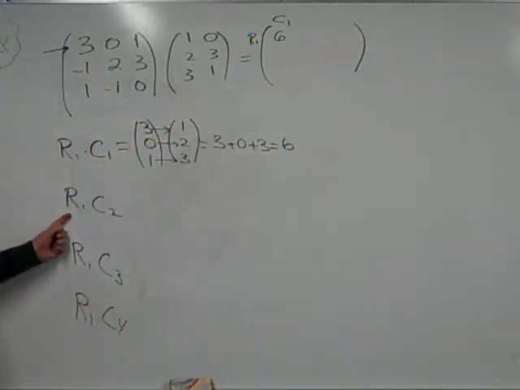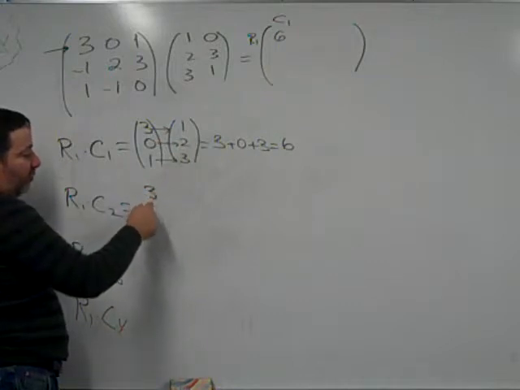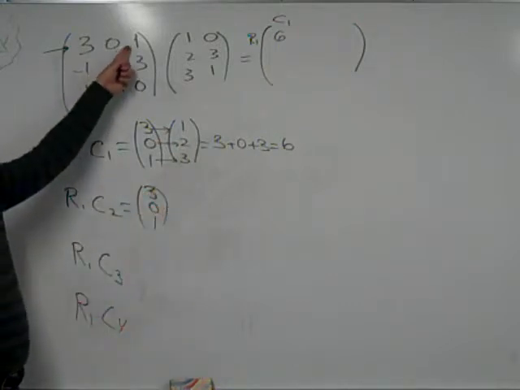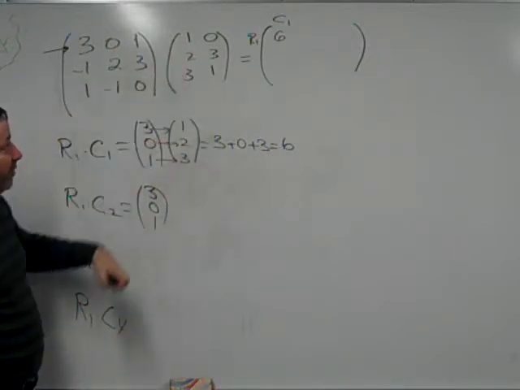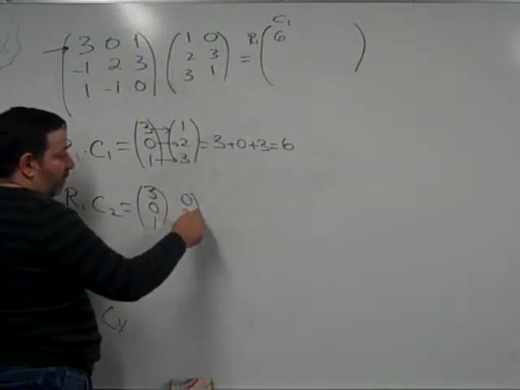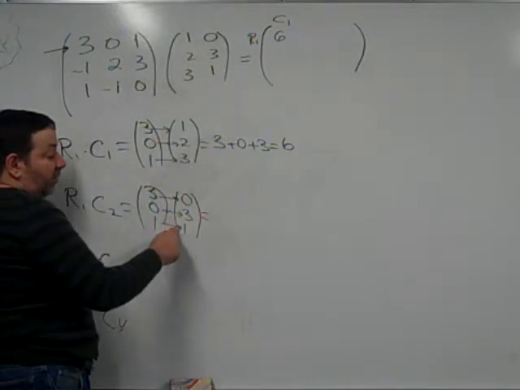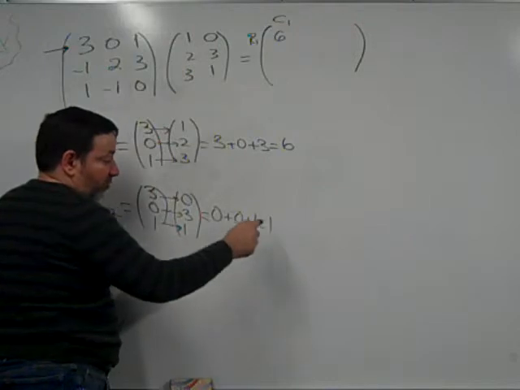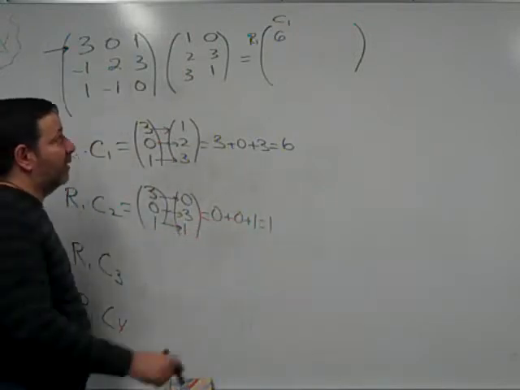Then I do row 1 dotted with column 2. Well, this is row 1 written as a column. Row 1, I write it vertically with column 2. 0, 3, 1. And this is going to be 0 plus 0 plus 1, which of course is 1. In row 1, column 2, I put a 1.